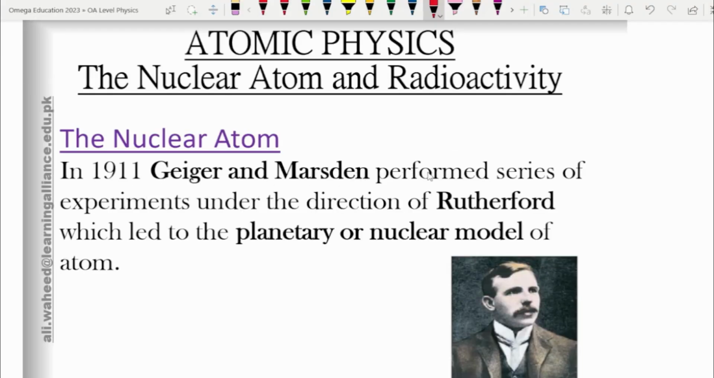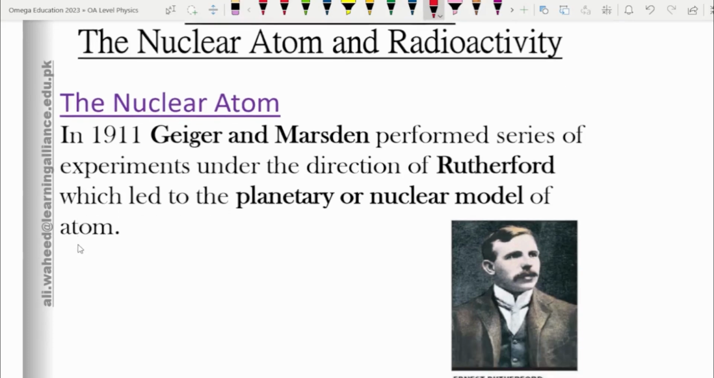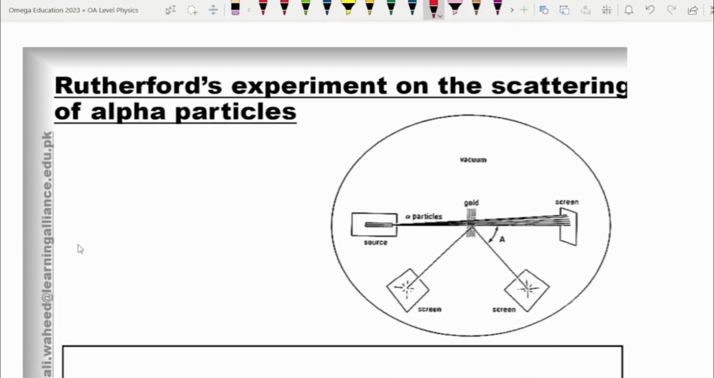In 1911, Geiger and Marsden performed a series of experiments under the direction of Rutherford that we call the Rutherford experiment, which led to the planetary model of the atom. So what was the experiment all about? In the Rutherford experiment, what they did was shoot some tiny particles at a thin sheet of gold.